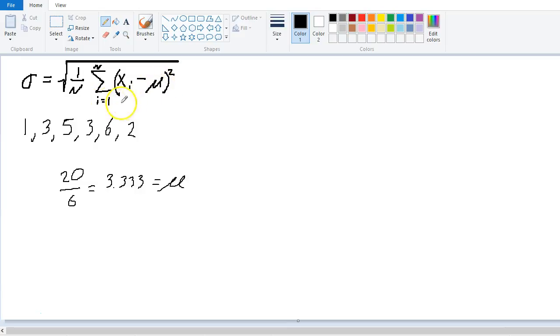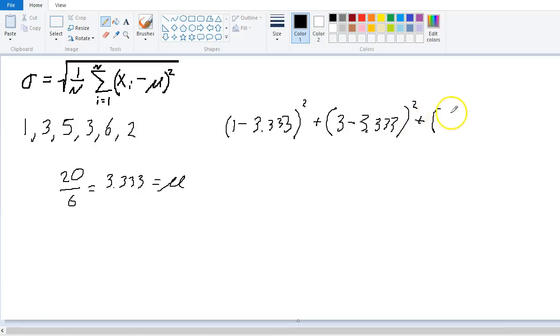Remember, just solve a little bit at a time. We don't solve the whole thing all at once. That would be hard, unless you're a computer. So first I'm going to have 1 minus 3.333 squared, plus 3 minus 3.333 squared, plus, we just continue doing this.